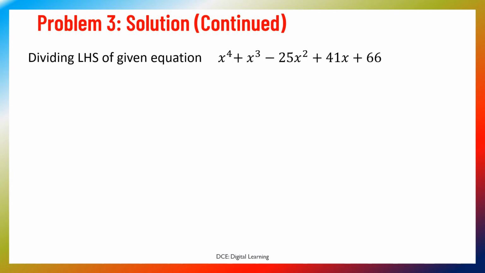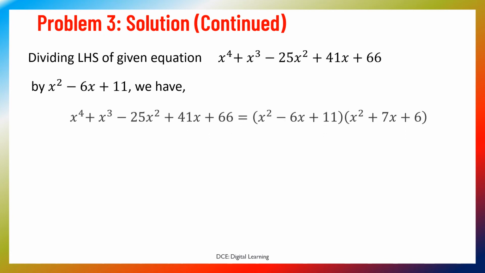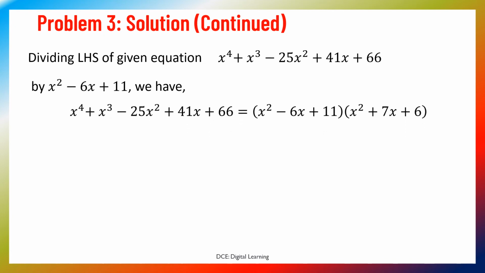Dividing the LHS of the given equation, x^4 + x^3 - 25x^2 + 41x + 66, by x^2 - 6x + 11, we have x^4 + x^3 - 25x^2 + 41x + 66 = (x^2 - 6x + 11)(x^2 + 7x + 6). We can employ synthetic division or long division for the division.